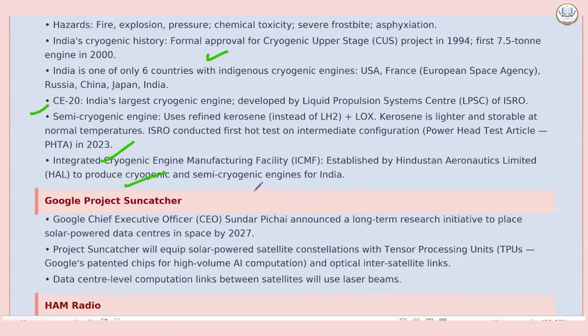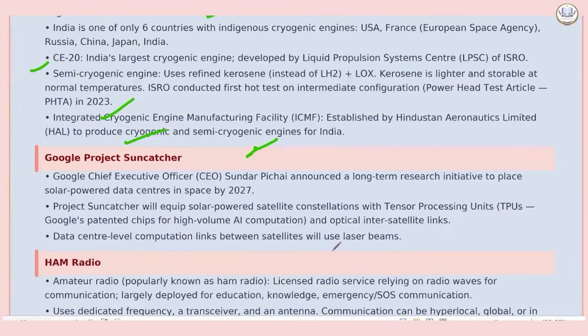Then we have Google Project Suncatcher. It is a long-term research initiative to place solar-powered data centers in space by 2027. Project Suncatcher will equip solar-powered satellite constellations with tensor processing units. Google's custom chips for high-volume AI computations are called TPUs, that is tensor processing units, and optical inter-satellite links. Data center level computation links between satellites will use laser beams.